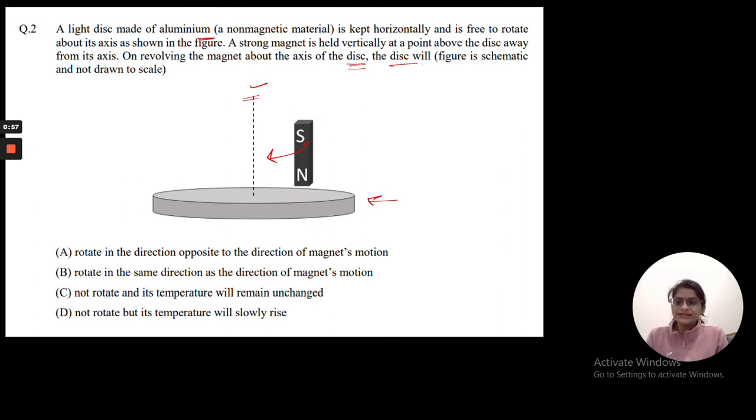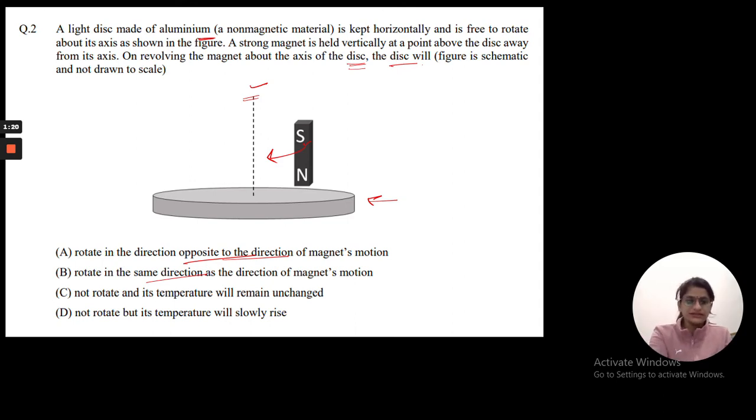or in the same direction as the magnet's motion, whether it will not rotate and its temperature will remain unchanged, or it will rotate but its temperature will slowly rise. We have to choose any one option from this. Let's see how this question could be solved.